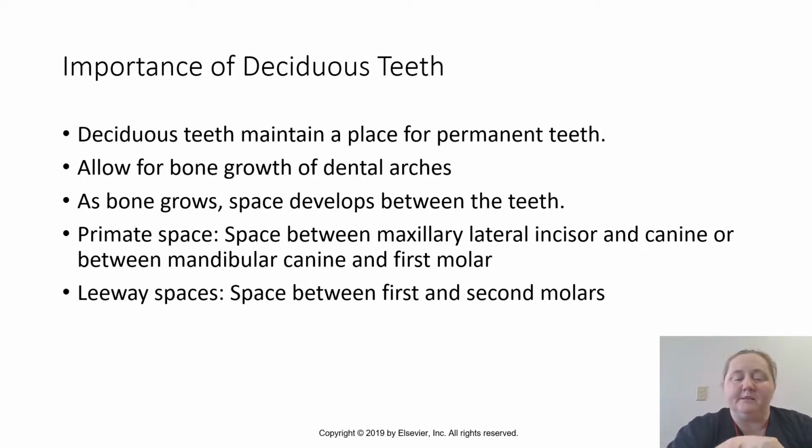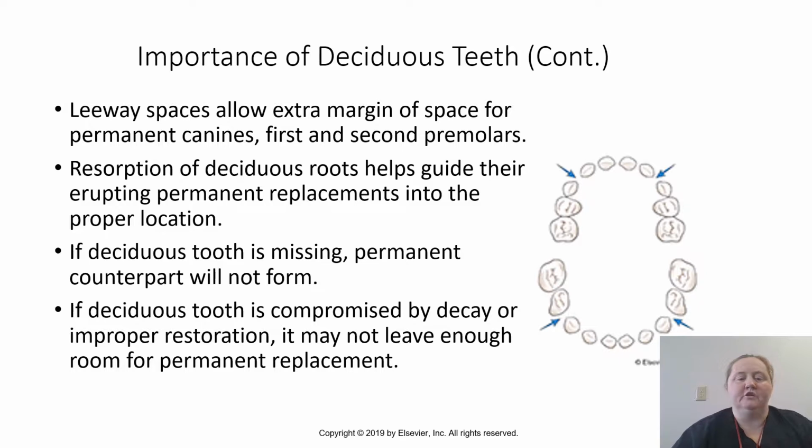So the primate space is the space between the maxillary lateral incisors and canines, or between the mandibular canines and first molars. So the canines on both sides, maxillary, it's going to be between the lateral and the canine, and the mandibular, it's going to be between the canine and the molars. Okay? So here we go.